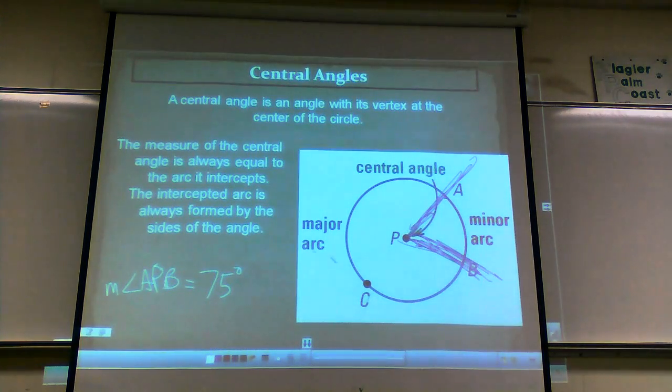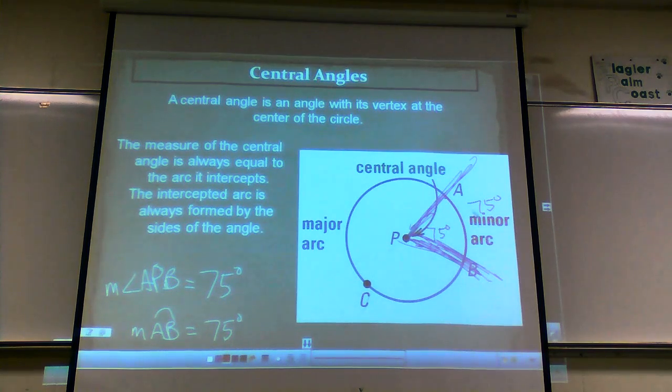The minor arc would be exactly the same as the angle, because if I trace the sides of the angle out, that's the arc that's in between it, which means it's intercepted by it. So I would say that the measure of arc AB, and remember the little m in front always means measure. When you see that little m in terms of arcs, it's asking you how many degrees it takes up. So if that angle is 75, the arc's also 75. 75 degrees there, 75 degrees there.